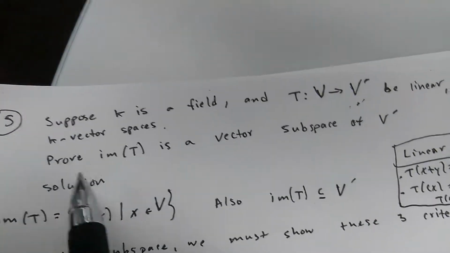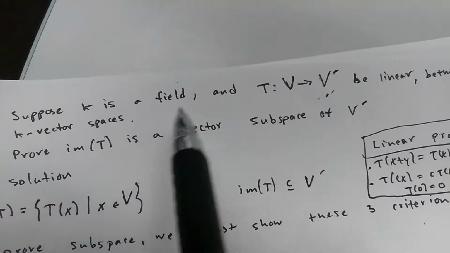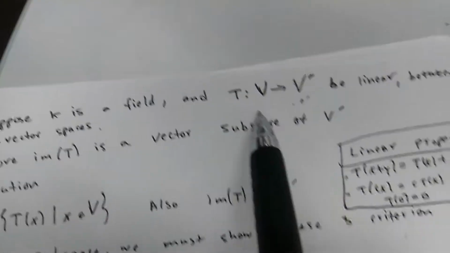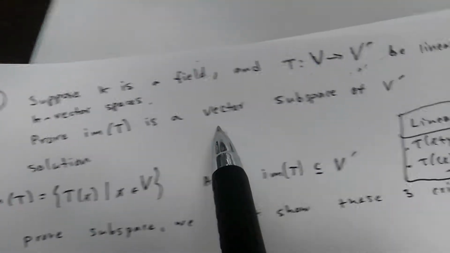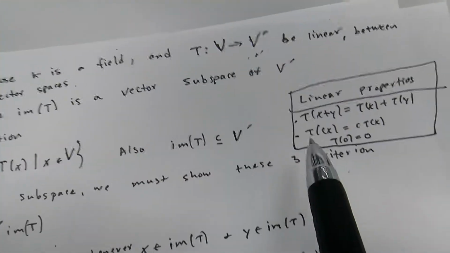Point number 5 on the exam. So suppose K is a field and T is a transformation from vector spaces V to V prime and T is linear. Prove that the image of T is a vector subspace of V prime.